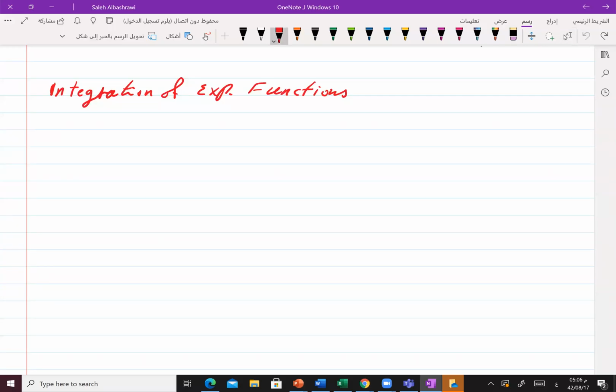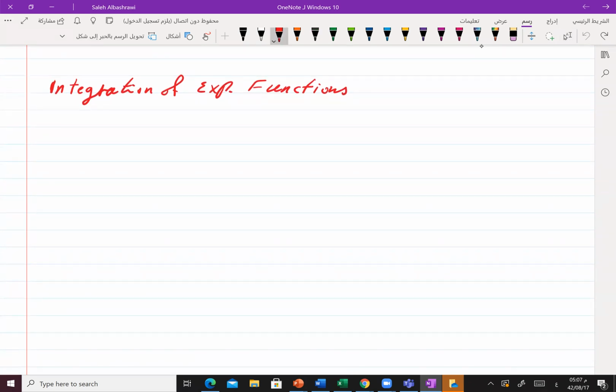Bismillahirrahmanirrahim. In this topic, we are going to find the integration of exponential functions. From the derivative of the exponential function, we know that d/dx of b^x, the derivative of the exponential function, is given by b^x multiplied by ln of b.